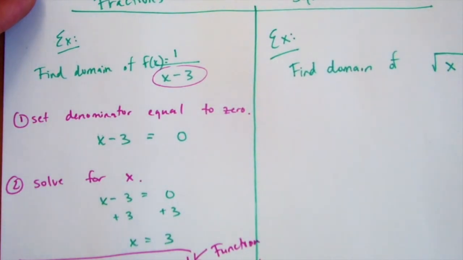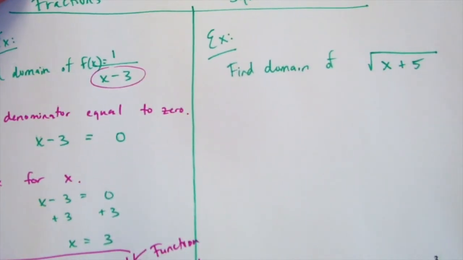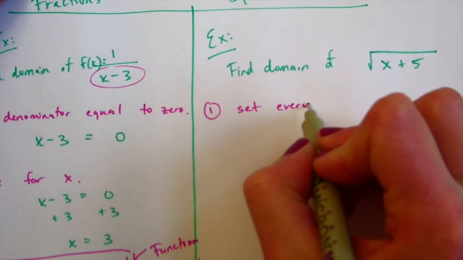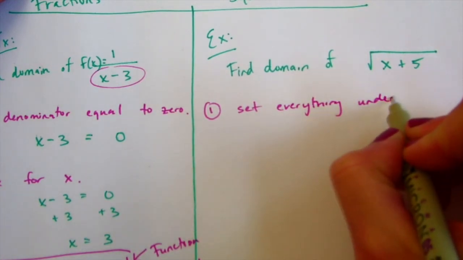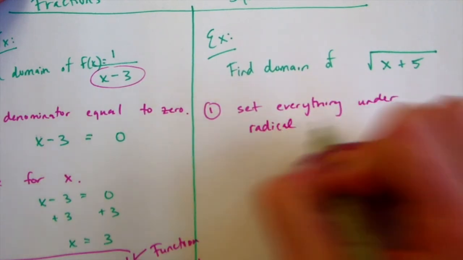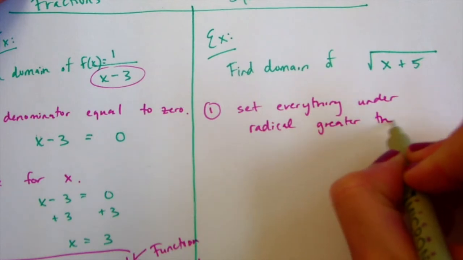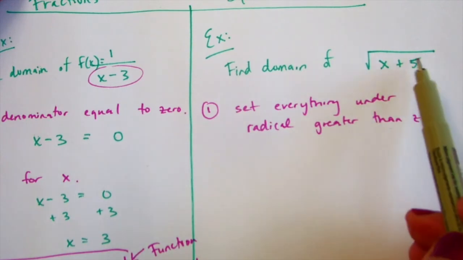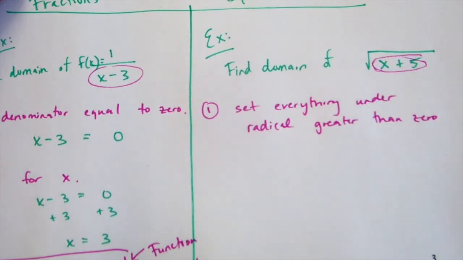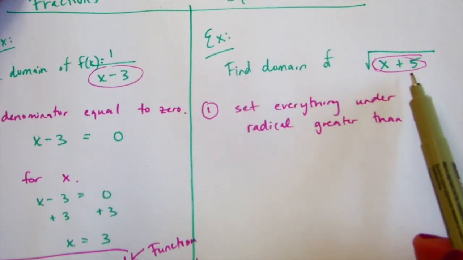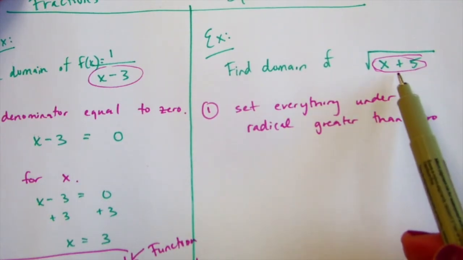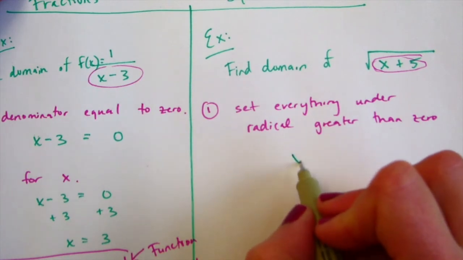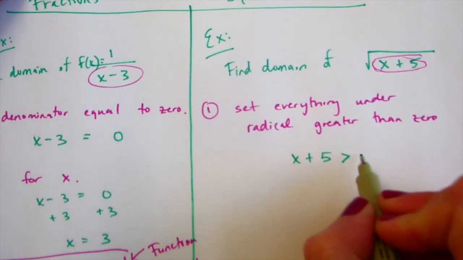In this case, your first step would be to set everything under the radical, under the square root, greater than 0. This is because you cannot take the square root of a negative number, so we know that this expression underneath the square root must be positive. It must be greater than 0 because it is impossible in math to take the square root of a negative number. That would be an imaginary number. Okay, so we're going to take this x plus 5, make it greater than 0, and same second step, we're going to solve for x.